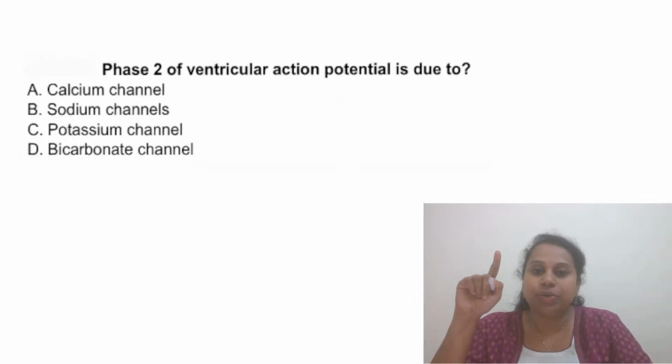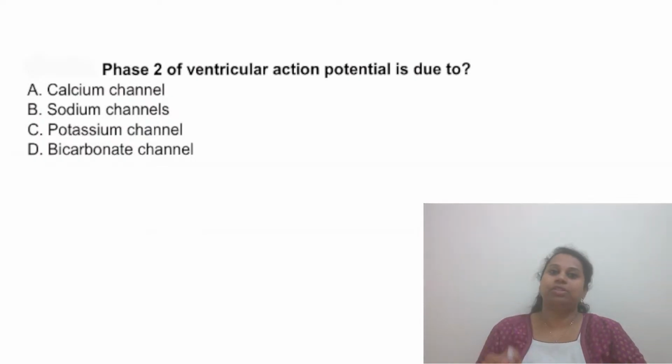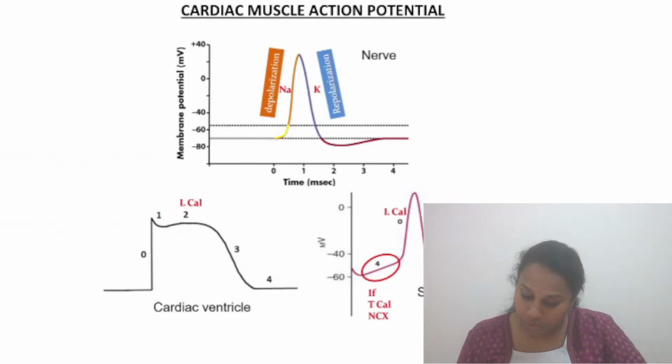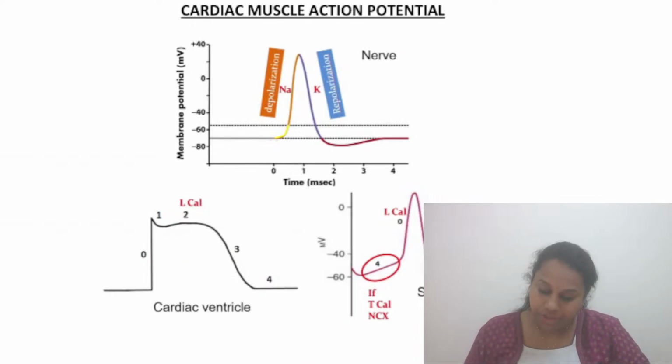Phase 2 of ventricular action potential is due to. So this is about the cardiac ventricular action potential. Again, action potential is a very high yield topic. So let's quickly learn about action potential. This is the action potential curve.